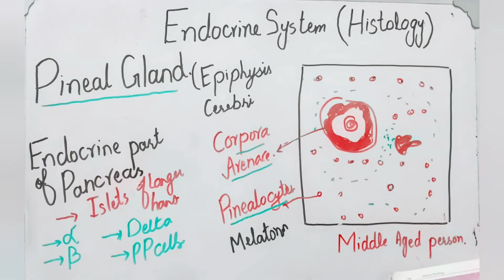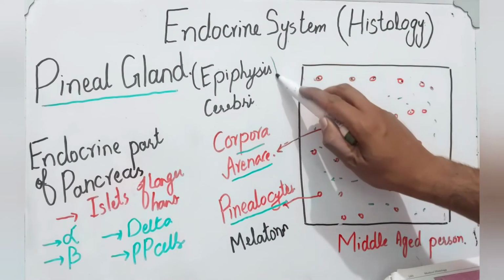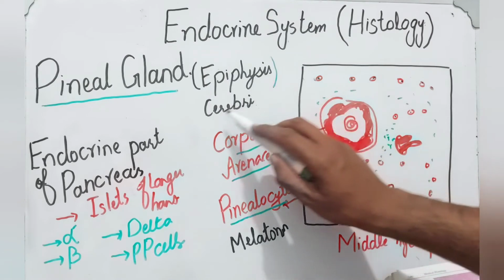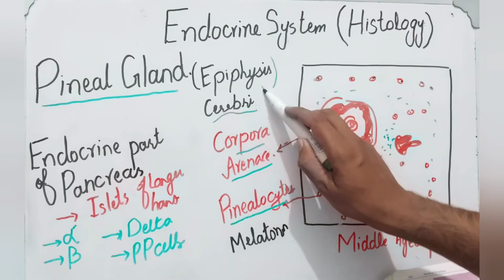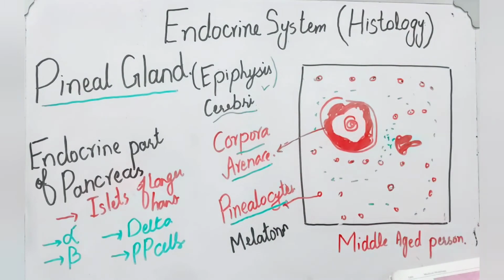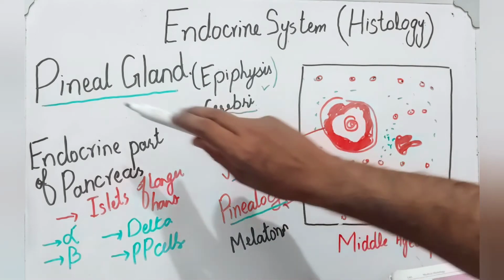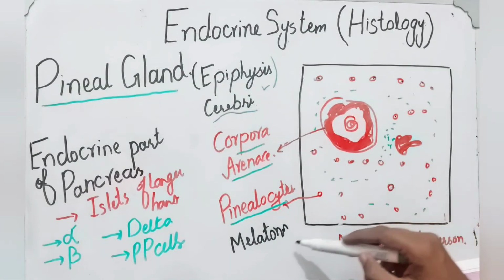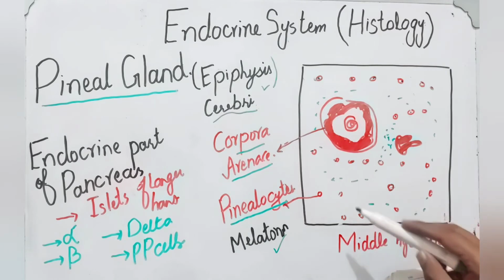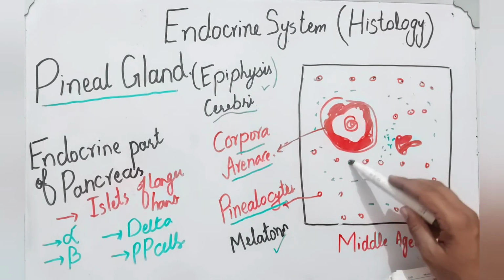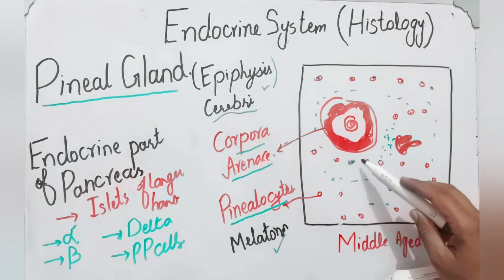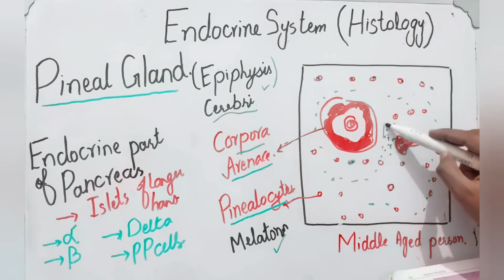Now we are discussing the histology of the pineal gland and the histology of the endocrine part of the pancreas. The pineal gland, which is present in the brain near the cerebrum, is called the epiphysis cerebri. Now here we will discuss the histology of the pineal gland. The pineal gland mainly consists of pinealocytes, which release melatonin. These are small cells with deep nuclei. These are the interstitial cells.